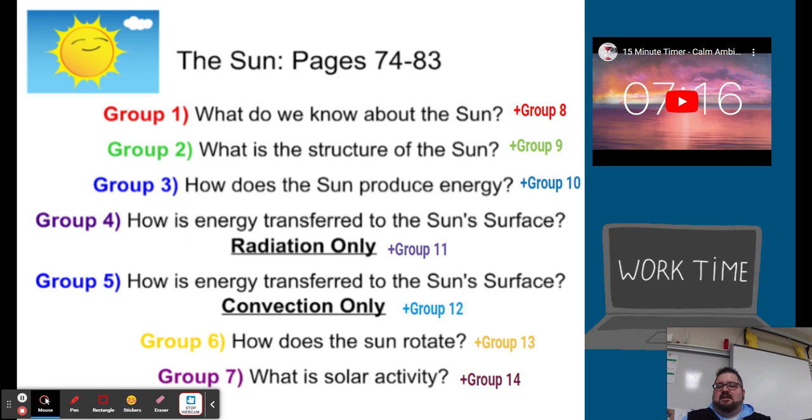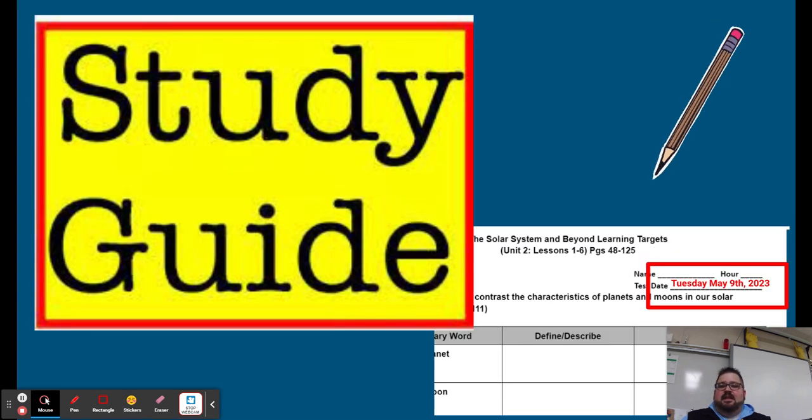I have a 15-minute timer set up for work time today. I want people working very hard and creating a really solid project that you're going to turn in. And then when you're finished, you're going to work on your study guide. We have a test coming up in about a week and a half. We have not gotten much study guide time.